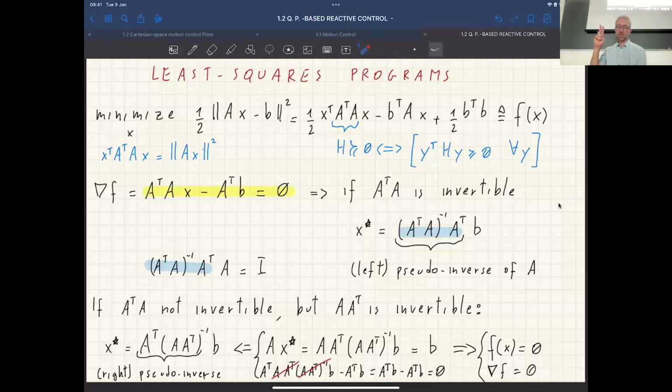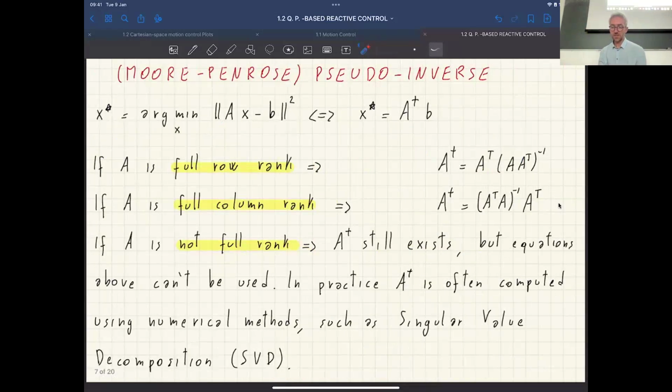But now we have covered only two special cases. First case, if this matrix is invertible. Second case, if that matrix is invertible. What if neither is invertible? Okay, so in this slide, we cover all cases. And it also acts as a summary of what we have seen so far. So we started from this optimization problem. We want to minimize this least square cost function.